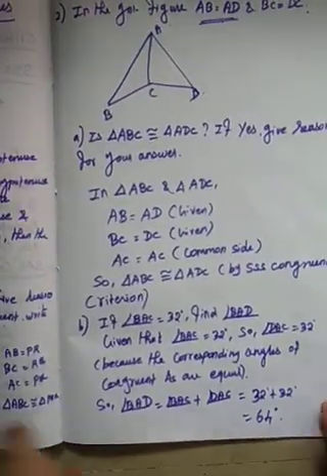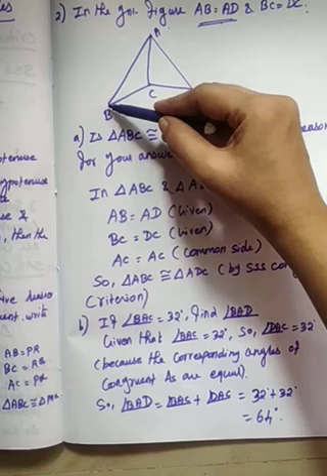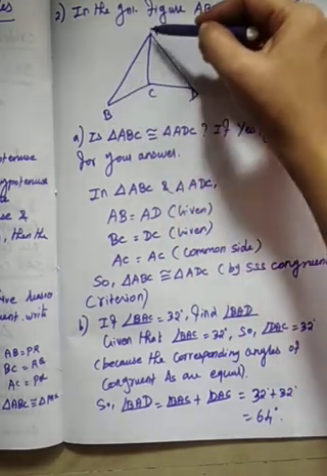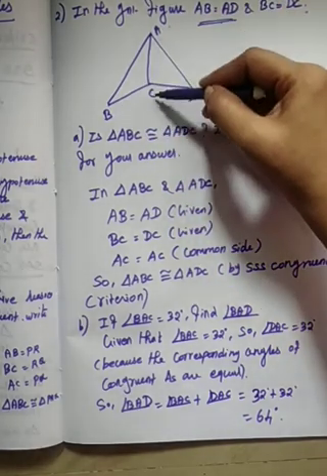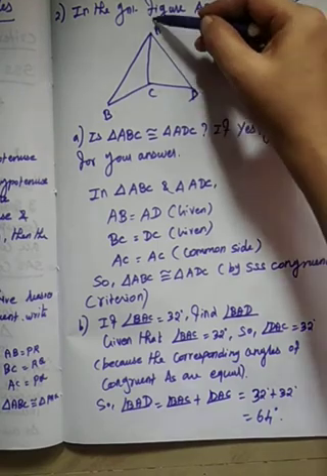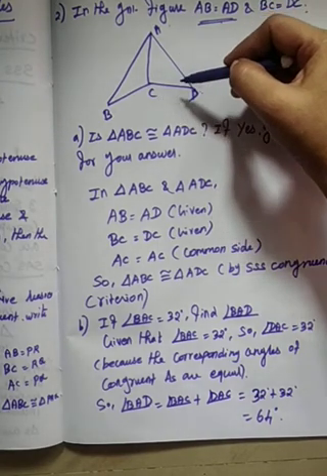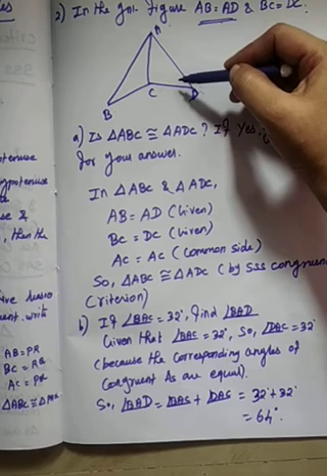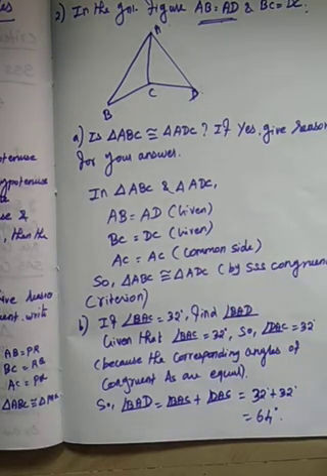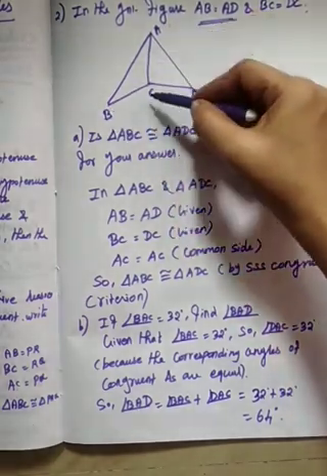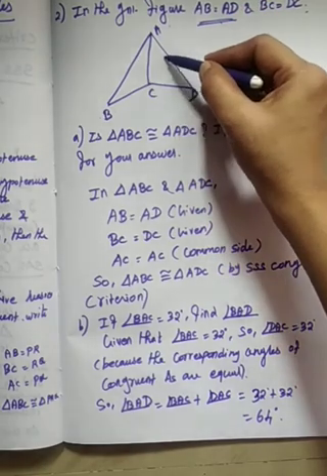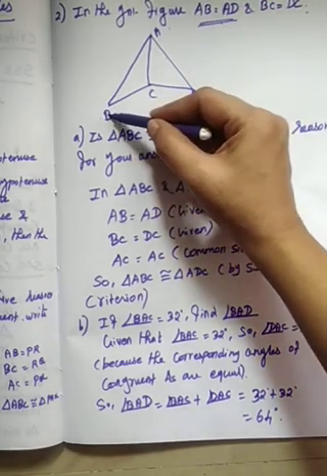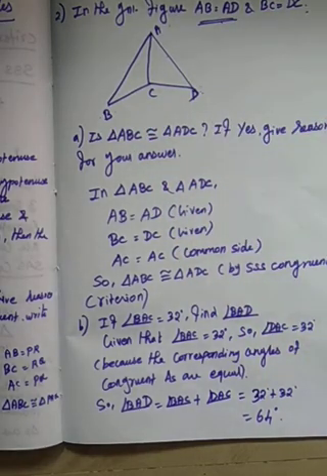Clear everybody? See here, what is your question? The angle BAC is 32 degree, and you have to find this angle BAD. Now the given condition is BAC is 32 degree, so simply we can say DAC also 32 degree, because the corresponding angles of congruent triangles are equal. So BAD is nothing but BAC plus DAC. This is 32, this is also 32. So 32 plus 32 is 64. So the angle BAD is nothing but 64 degree. Clear? Thank you.